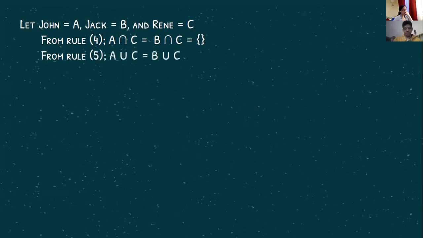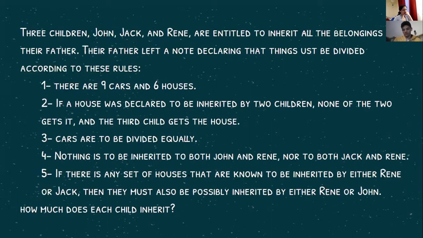Rule 5 says that A union C is the same as B union C. Here, rule 5 says if there's any set of houses that are known to be inherited by either Renee or Jack, then they must also be possibly inherited by either Renee or John. So this is just the definition of union. A quick shortcut: whenever we are speaking of "or" in sets, I usually mean the union of these two. So it either belongs to this or that. That usually translates to union. If I say "and", that usually translates to intersection, like in the fourth rule here.